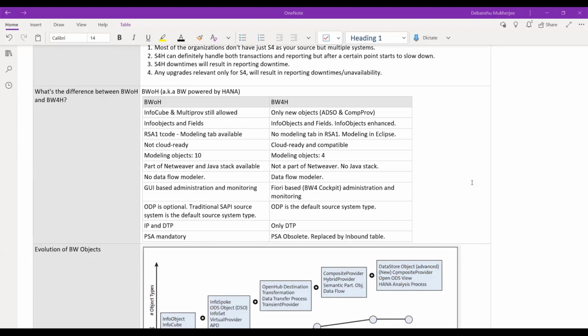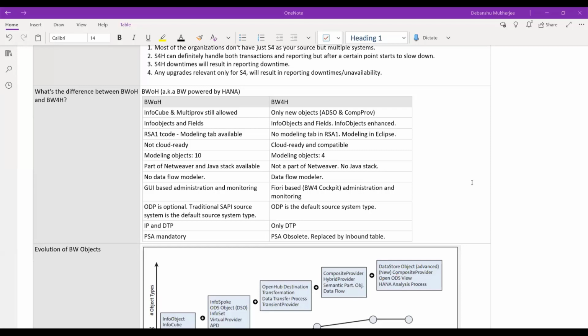BW on HANA, you still can use InfoCube and multi-providers. So the old types of objects are still allowed. So if you have something which is very critical, for example, you have real-time InfoCubes, planning is being done on that. You have inventory InfoCubes and you don't want to disturb that. You can still be on BW on HANA and use the cube and multi-providers.